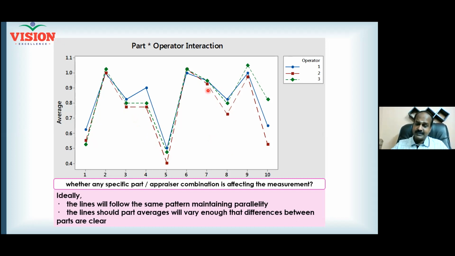Lines intersecting, or lines not going parallel, indicates the disagreement. Probably at either 3 or 4, your team is having a problem. So this will also help you to bring down the reproducibility error. Can you understand how to use this particular graph? Are there any questions for me? No questions? That means it is clear.